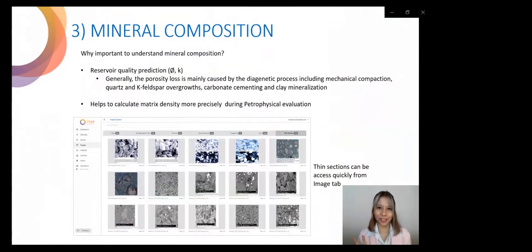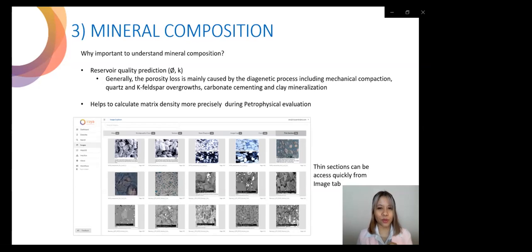The third potential issue is limited mineral composition understanding. Why is it important to understand it? It's because reservoir quality prediction depends on porosity and permeability, and generally the porosity loss is mainly caused by diagenetic processes, including mechanical compaction, quartz and K-feldspar overgrowth, carbonate cementation, and clay mineralization.